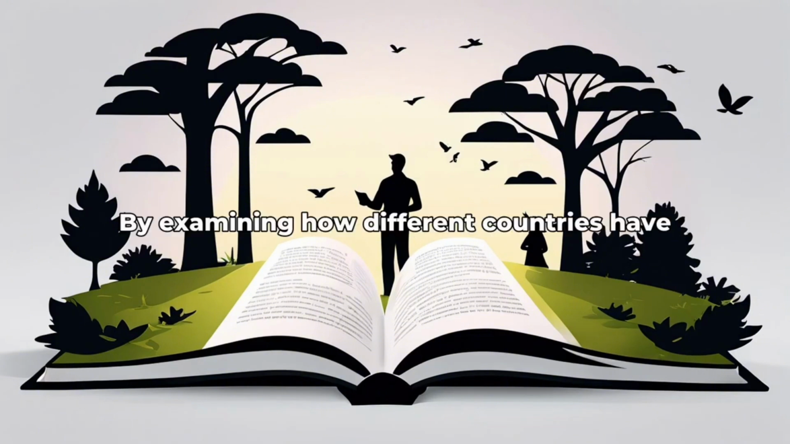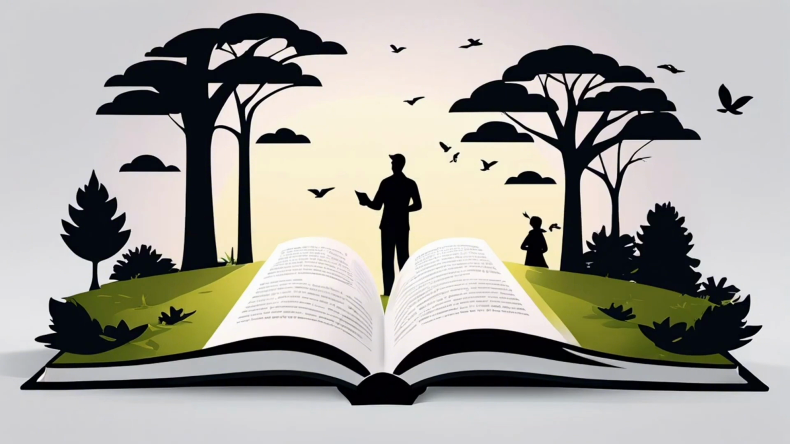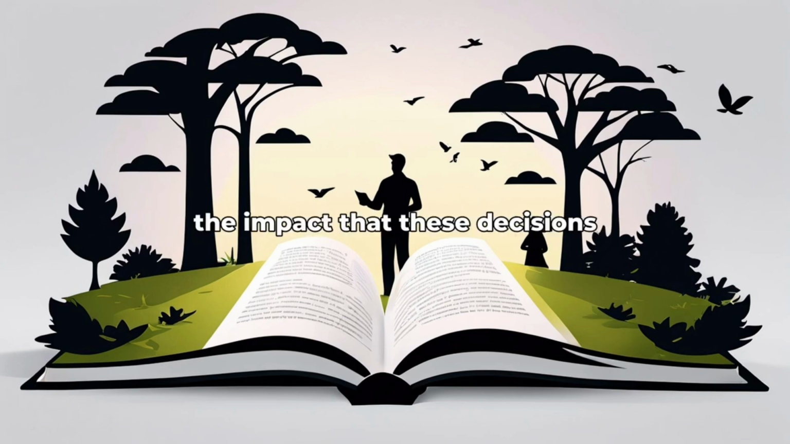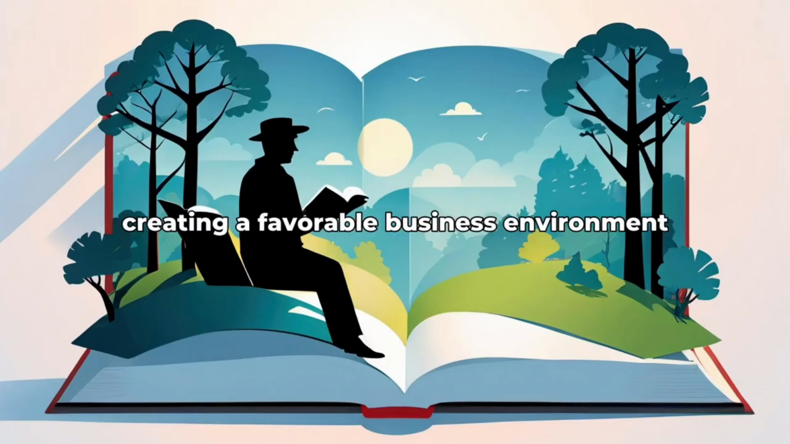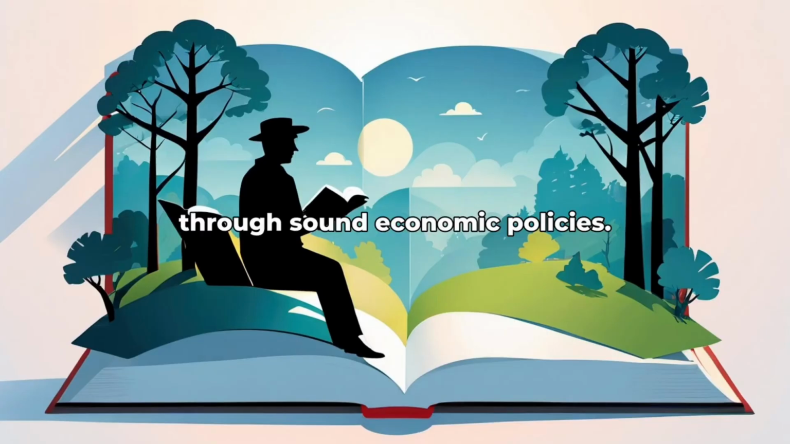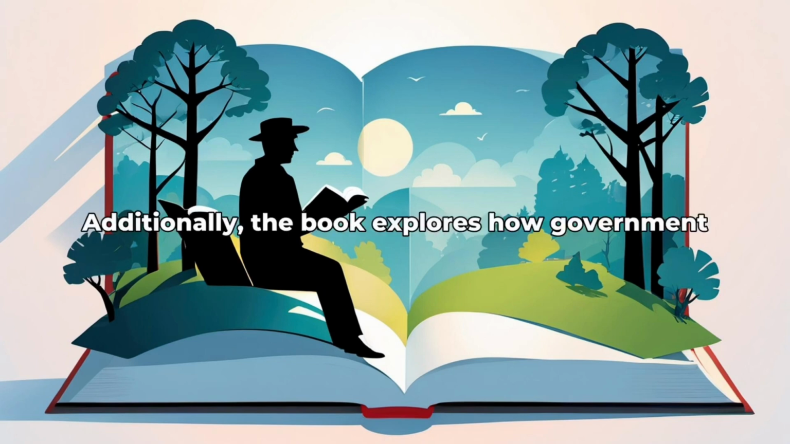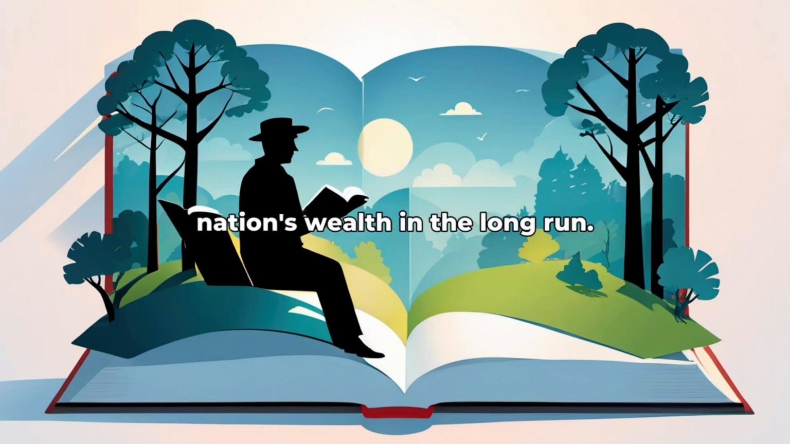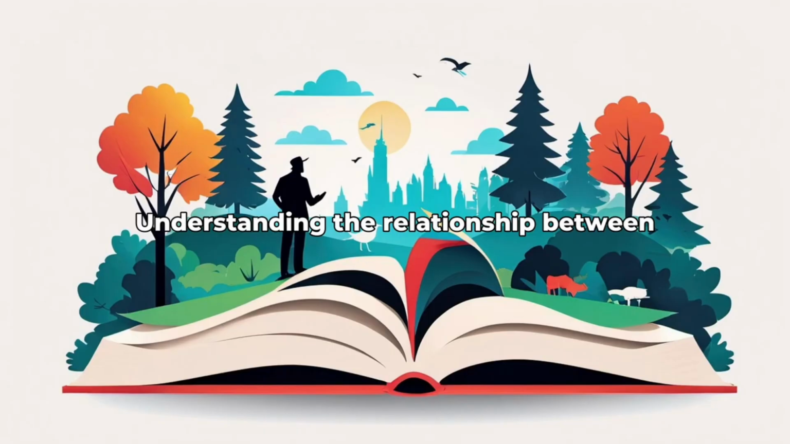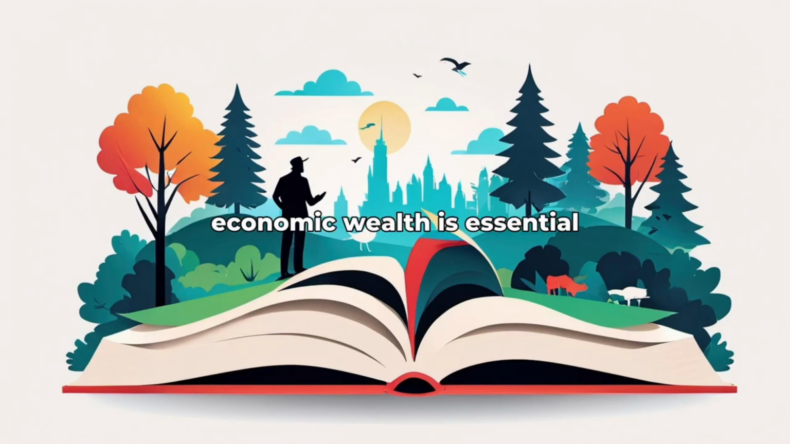By examining how different countries have implemented various policies, the author highlights the impact that these decisions have had on their overall wealth. The lesson also underscores the importance of creating a favorable business environment through sound economic policies. Additionally, the book explores how government intervention can sometimes lead to unintended consequences, affecting the nation's wealth in the long run. Understanding the relationship between government policies and economic wealth is essential for policymakers and citizens alike.